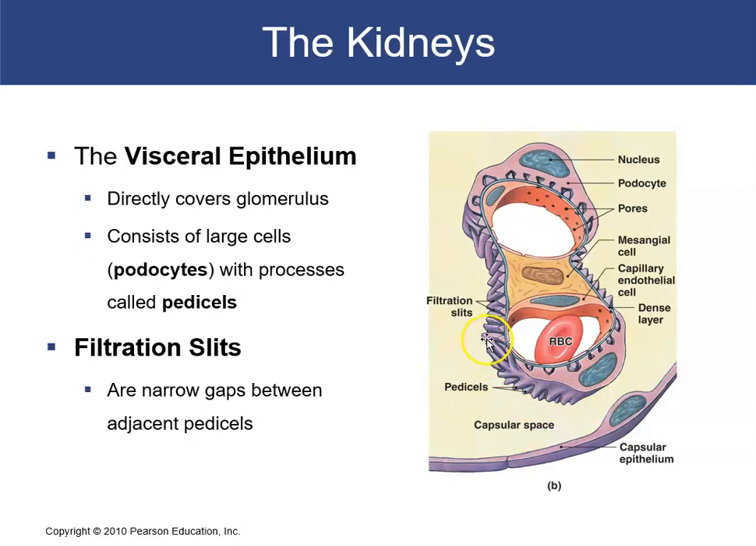Coming off the podocytes, you find all of these projections. These are known as pedicels. The pedicels from one podocyte make connections with the pedicels from another, and they create what are known as filtration slits. You can see these little gaps between the pedicels. These filtration slits help determine what can leave the blood. Materials passing out of the blood here at the glomerulus must be small enough to make it through these narrow filtration slits.